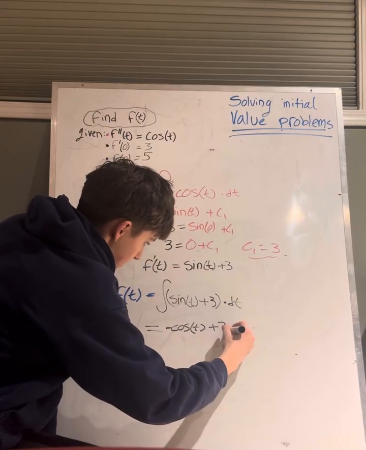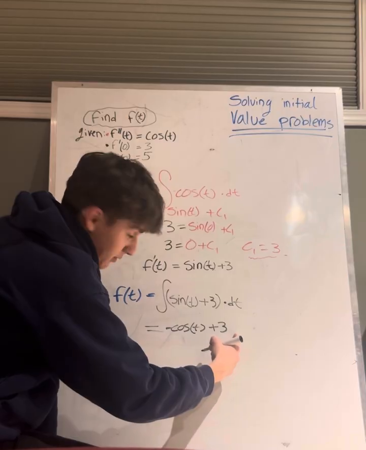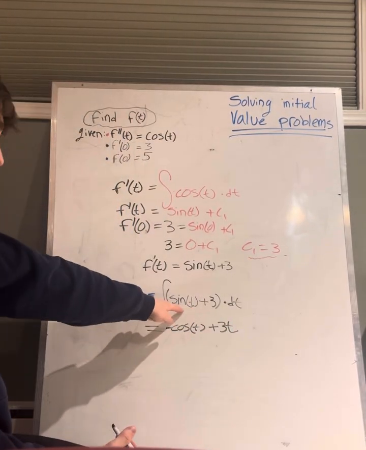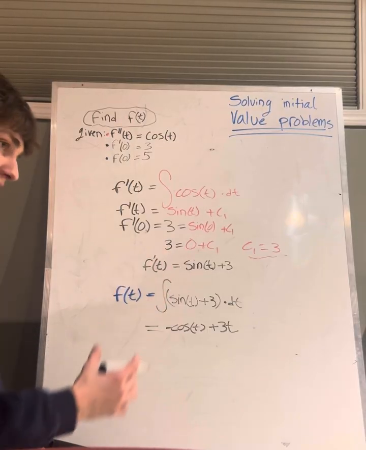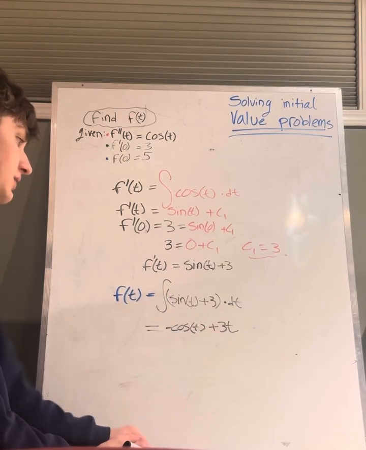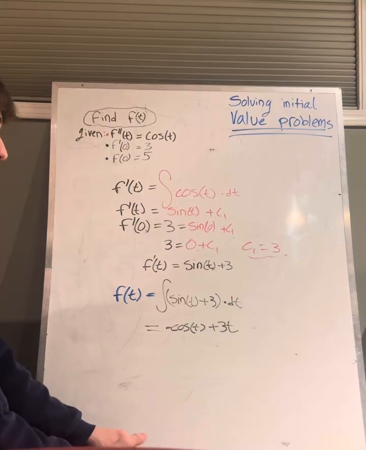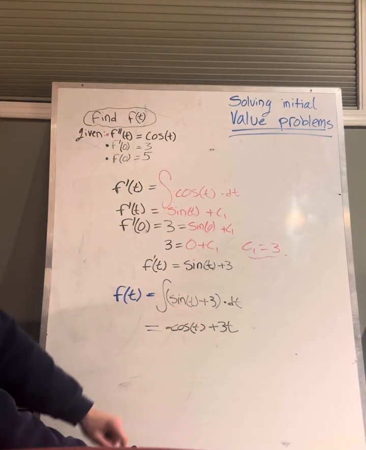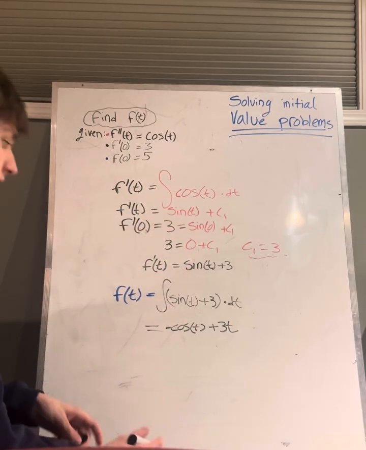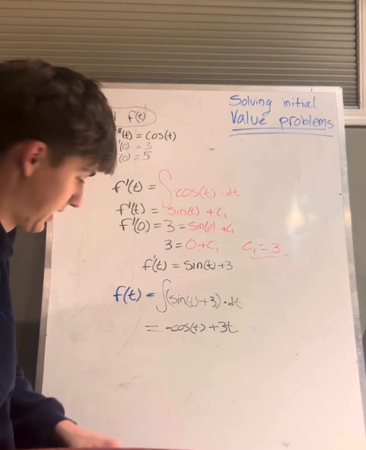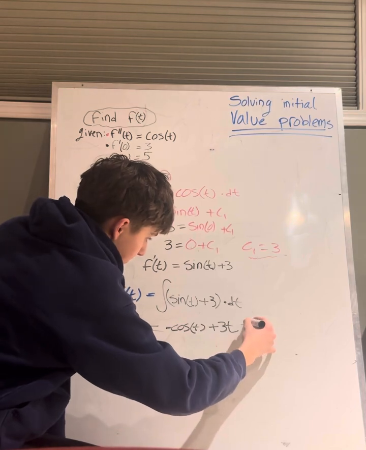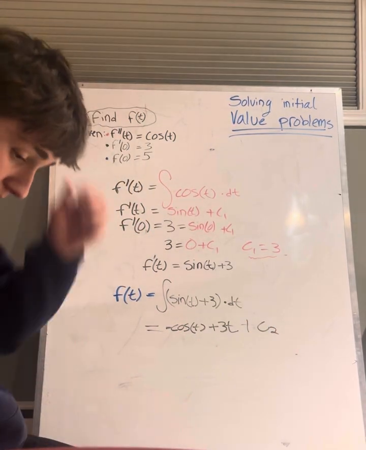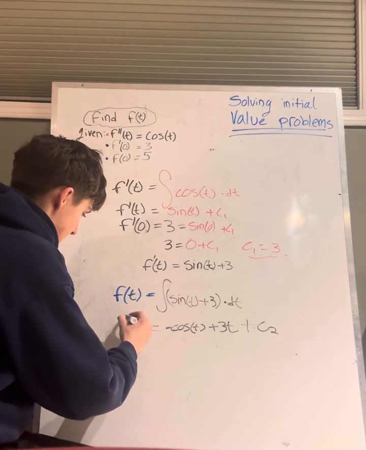plus 3, but it's not just going to be a 3, it's going to be a 3t. Thinking it through the same way we thought through the last one, take the derivative of something. What something is going to give you 3 rather. That something was 3t. Take the derivative of 3t, you get 3. Take the derivative of negative cosine, you get sine. Take the derivative of sine, you get cos, right? And then we're also going to add our constant of integration here. We'll call it c2. This is all equal to f of t.